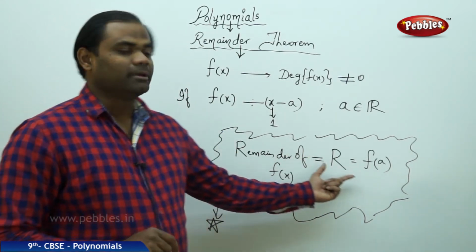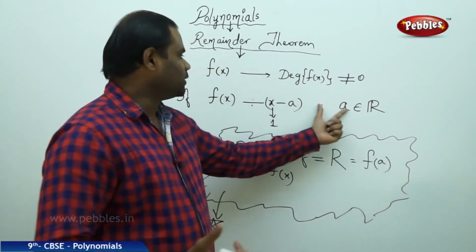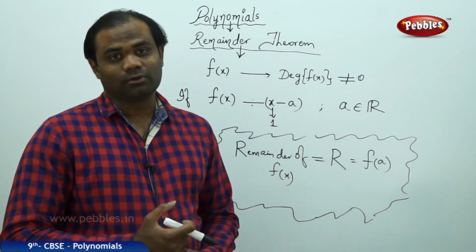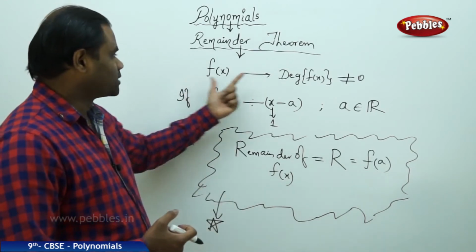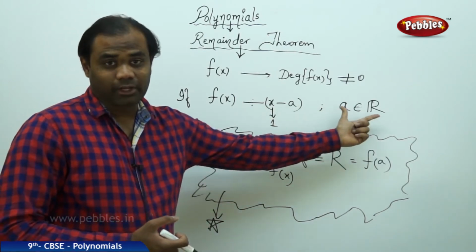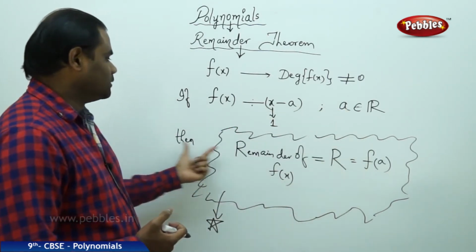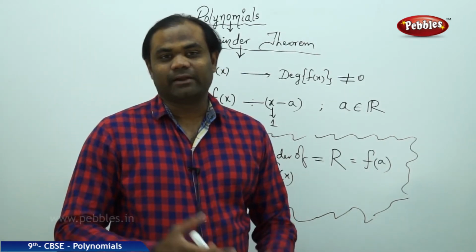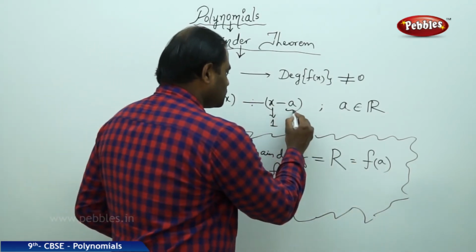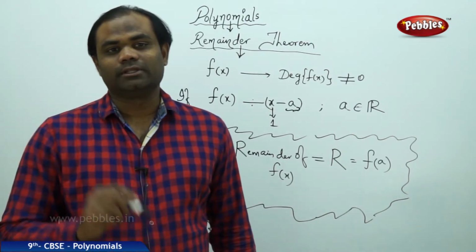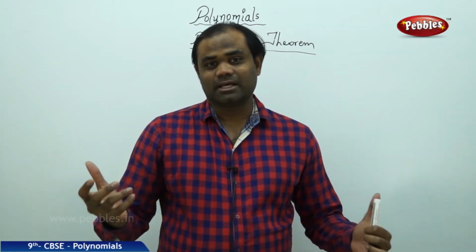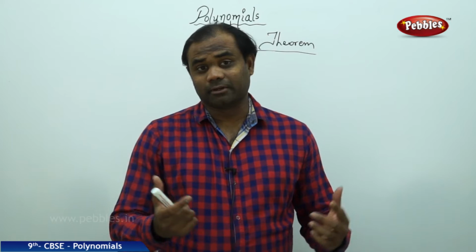Here we have the remainder, which is directly the polynomial in which the value a is substituted, and a is derived from the linear polynomial. For a polynomial f of x with degree being non-zero, if divided by a linear polynomial x minus a for a belonging to any real number, then the remainder of the polynomial f of x is directly f of a. This is how the polynomial is related to the constant of the linear polynomial in the divisibility, is what the remainder theorem states. Now let's see an example problem to understand the remainder theorem better.